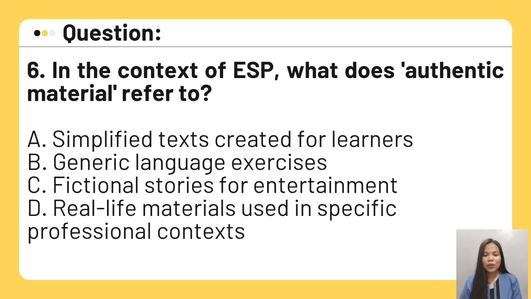Let's proceed to the sixth question. In the context of ESP, what does authentic material refer to? A. Simplified text created for learners. B. Generic language exercises. C. Fictional stories for entertainment. And D. Real-life materials used in specific professional contexts.